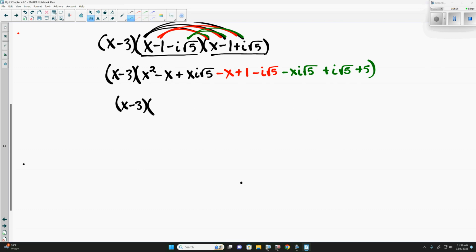Now at this point we're going to combine like terms. Well, x i square root of 5, negative x i square root of 5 is 0. Negative i square root of 5 and i square root of 5 is 0. So the only terms we have left are x squared. Our negative x minus x is negative 2x. And 1 plus 5 is plus 6.